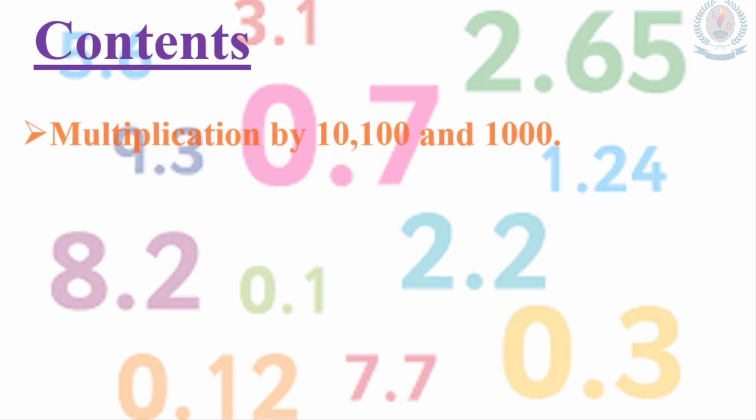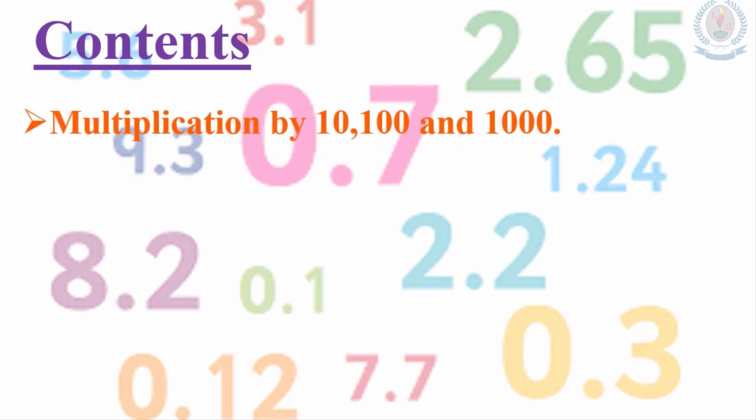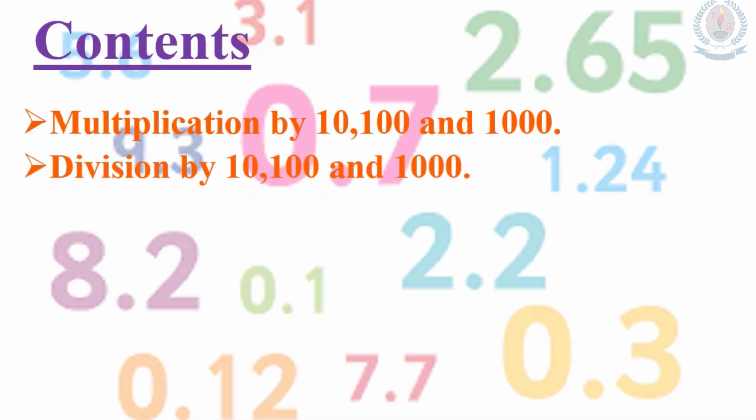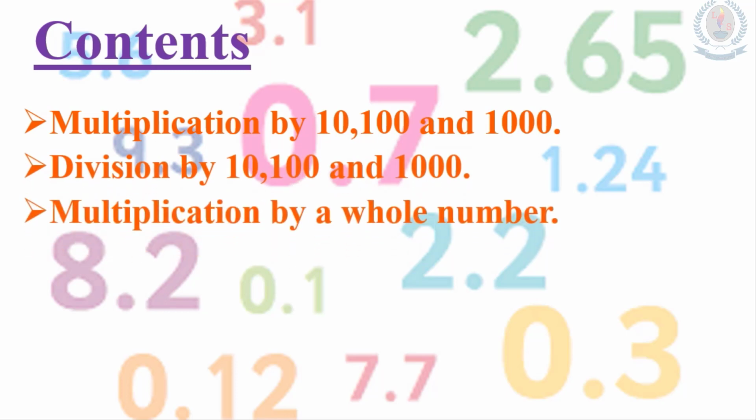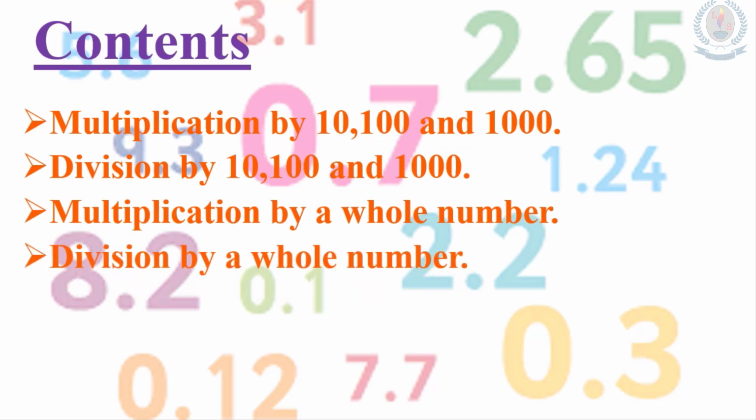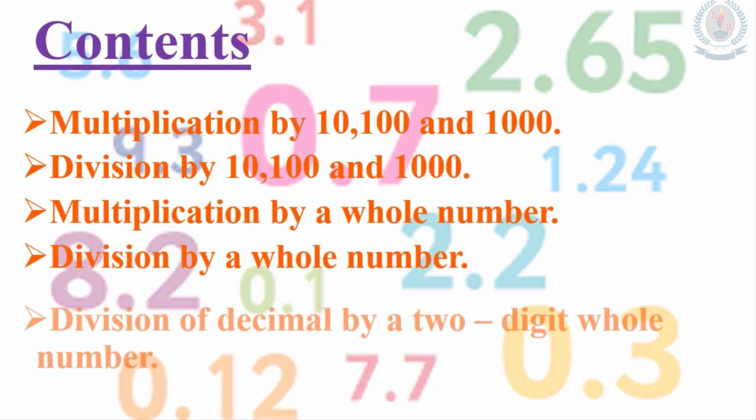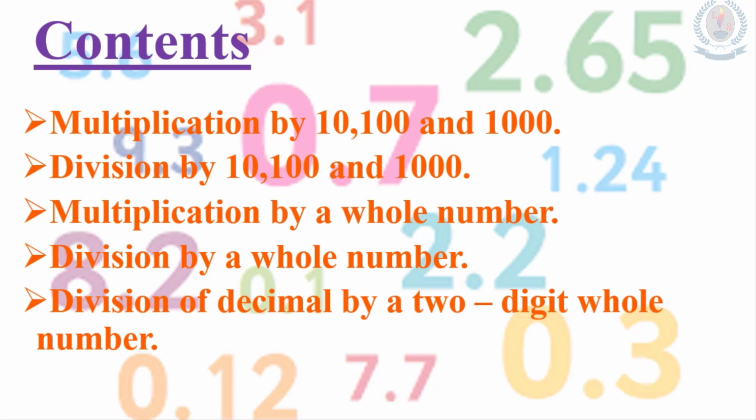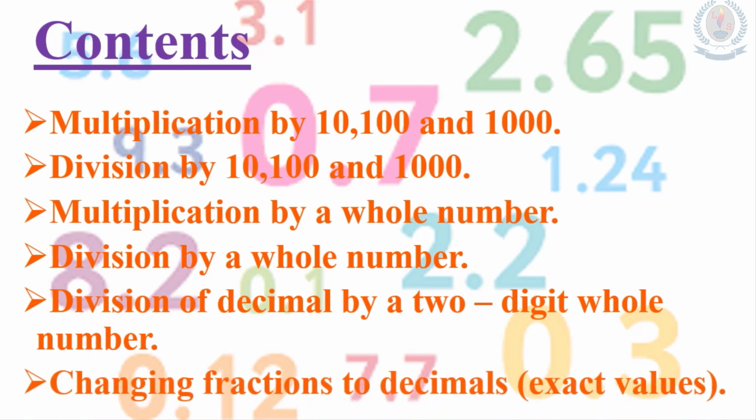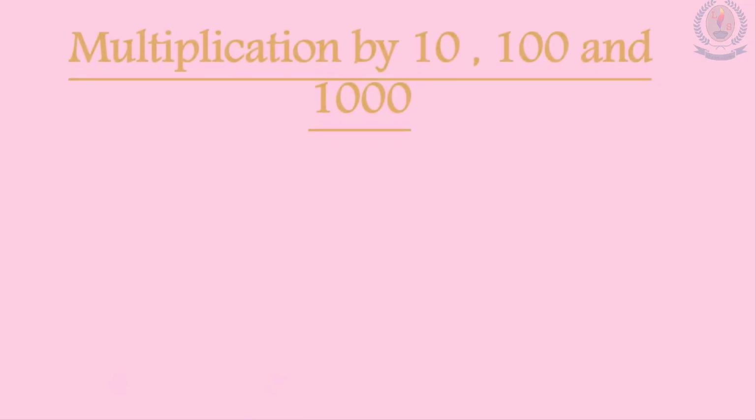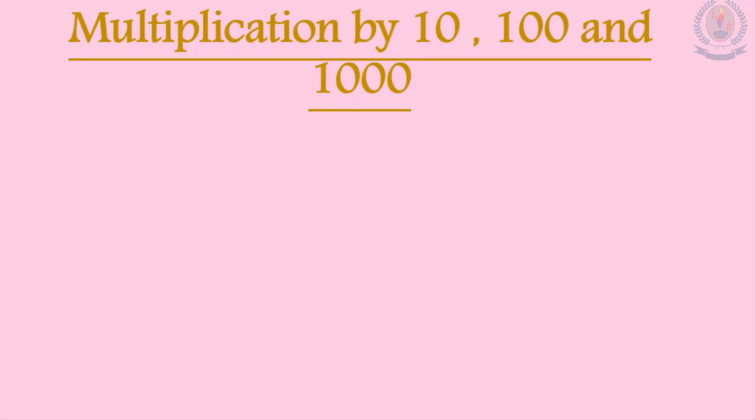Contents. Multiplication by 10, 100 and 1000, division by 10, 100 and 1000, multiplication by a whole number, division by a whole number, division of decimal by a two-digit whole number, changing fractions to decimals, that means exact values. The first subtopic is multiplication by 10, 100 and 1000.